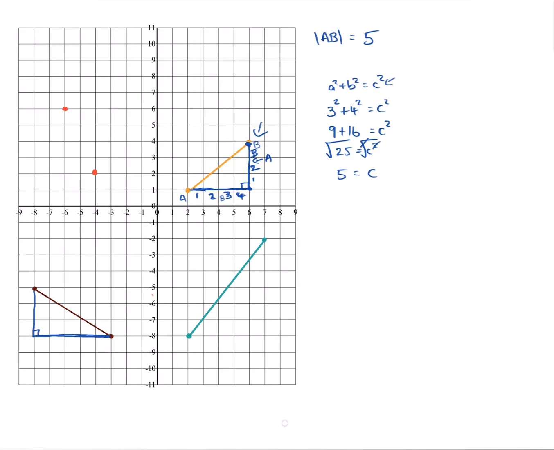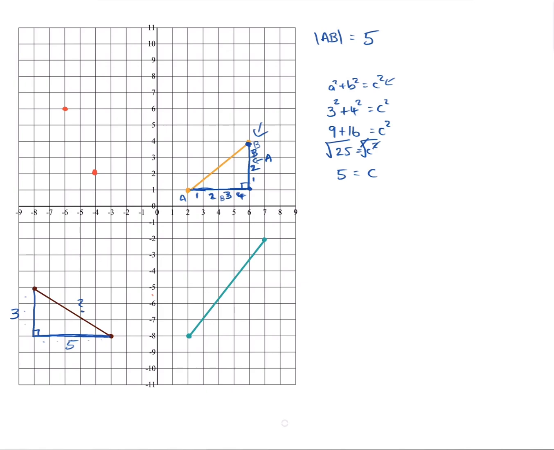And I count how long this side is here on the left-hand side. It's 1, 2, 3. So the left-hand side is 3. And the bottom of the triangle is 1, 2, 3, 4, 5. So the bottom is 5. So now all we need to do is use Pythagoras' theorem to figure out the length of the brown line.